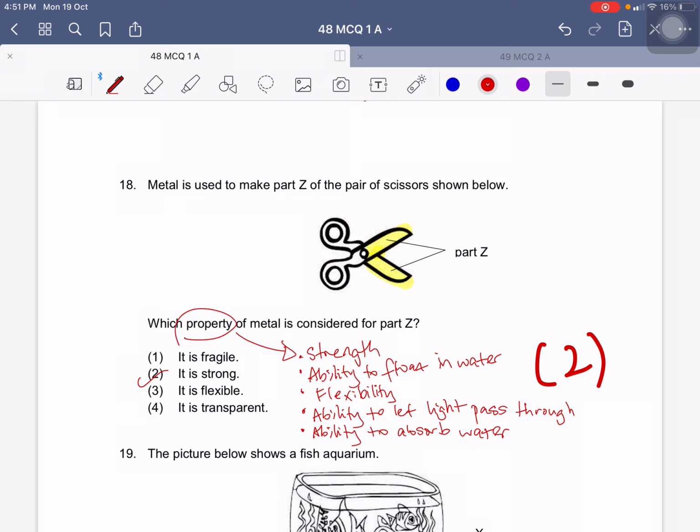Okay, so it doesn't matter whether it's transparent or not, so this one is out. Fragile is not a property, and we don't want it to be fragile, because if it's fragile it means it will break easily. And flexibility, we don't want it to be flexible, we want it to be very inflexible. Inflexible means it doesn't bend. Alright, so answer will be number 2.